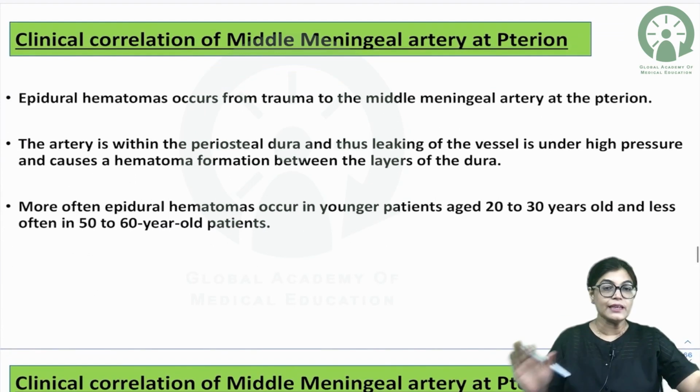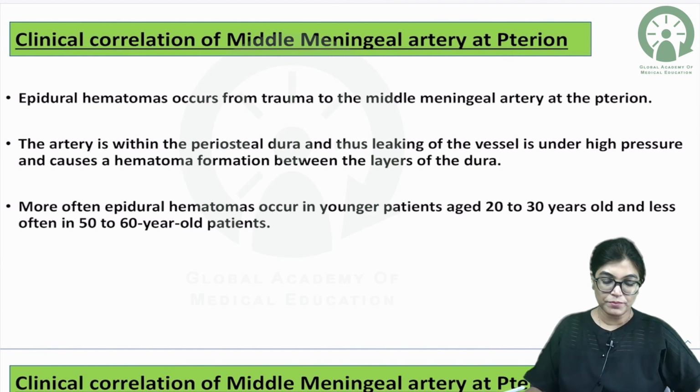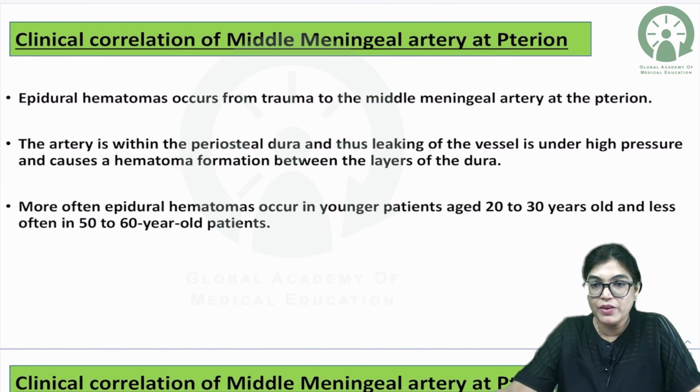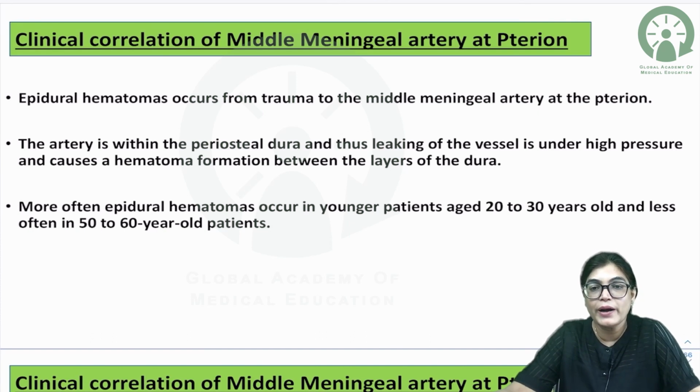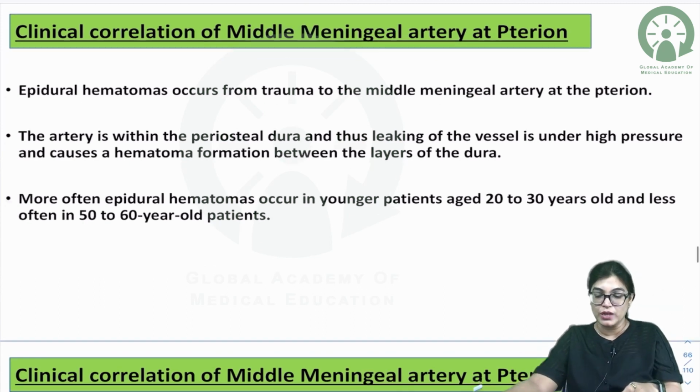Let's talk about the clinical correlation of the middle meningeal artery. Middle meningeal artery injury is quite common at the level of the pterion. What is the pterion? Pterion is the level where 4 bones meet. It is an H-shaped suture where 4 bones meet. I will show you that image. That is the meeting point of the sphenoid, temporal, parietal, and frontal bones. If there is a direct blow at the level of the pterion, there is injury of the middle meningeal artery, frontal trunk, and it leads to bleeding, called an epidural hematoma.